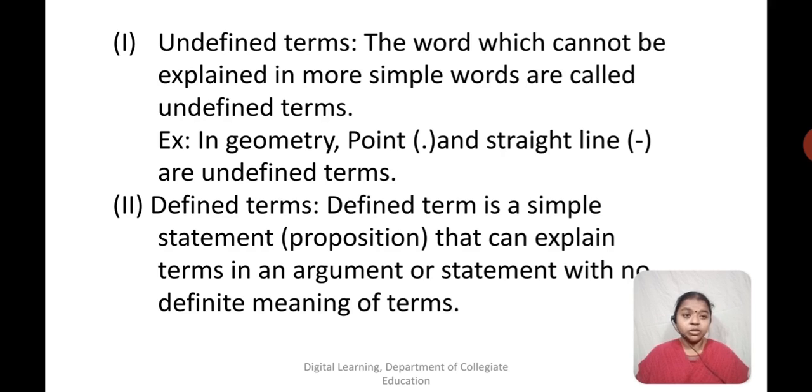Now let's go to the second definition. This is defined terms. A defined term is a simple statement or proposition that can explain terms in an argument or statement with no definite meaning of terms. So this has a definite structure or definite words from which we can form a definition.